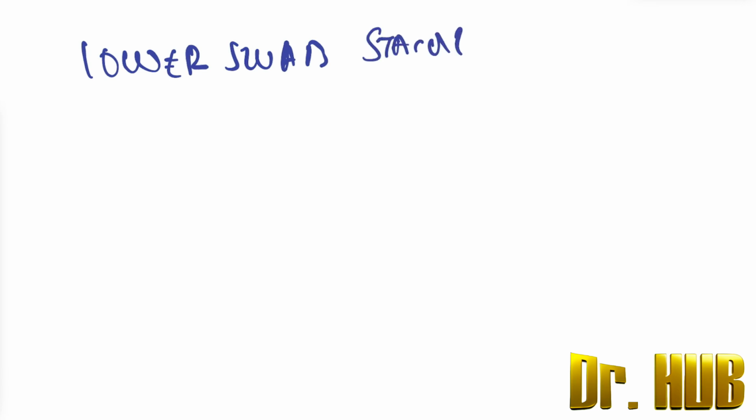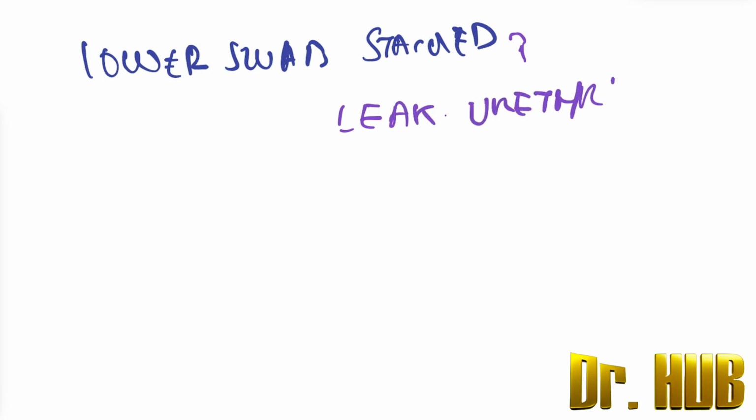Next, if the lower swab gets stained, the leak is from the urethra, indicating the urethrovaginal fistula.